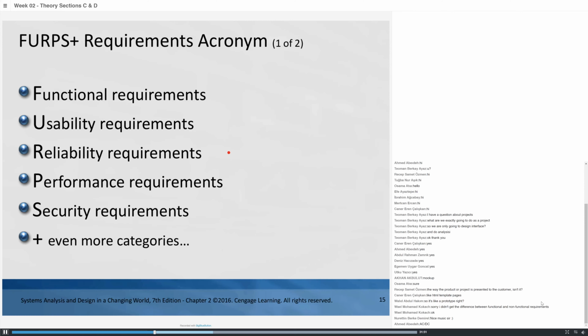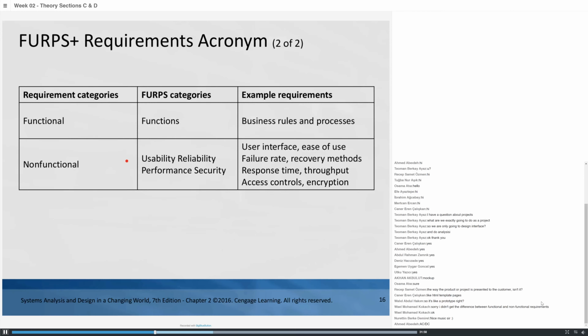Yeah, the thing is, you need to separate functional and non-functional requirements from each other, like this. Functional requirements are mostly about business rules and processes. Non-functional requirements are about user interfaces, ease of use, failure rates, recovery methods, response time, throughput, access control, encryption, and so on. I hope the difference between functional and non-functional is much clearer now.